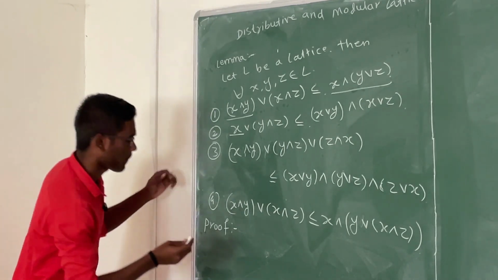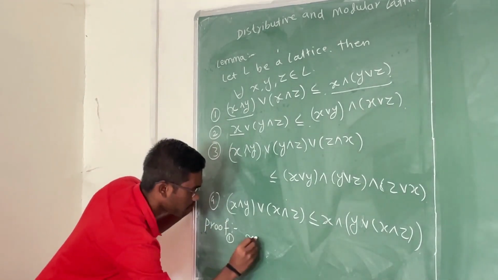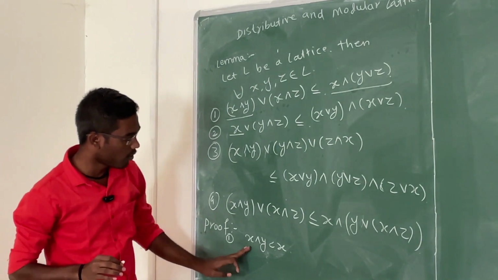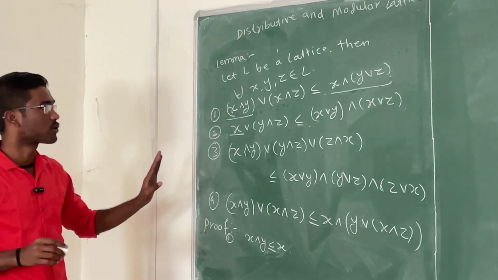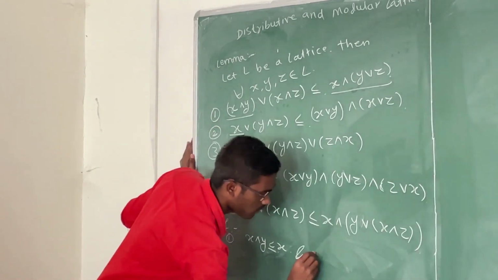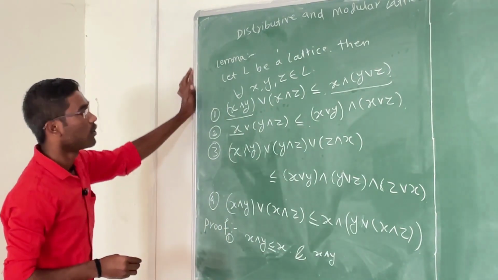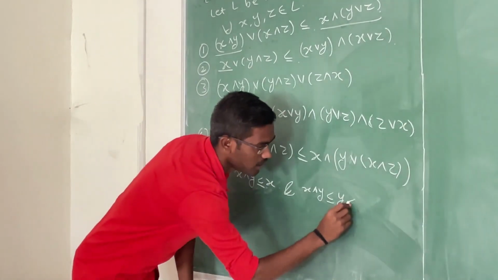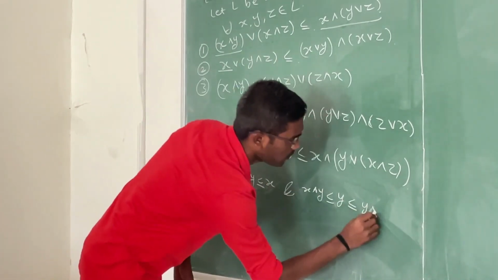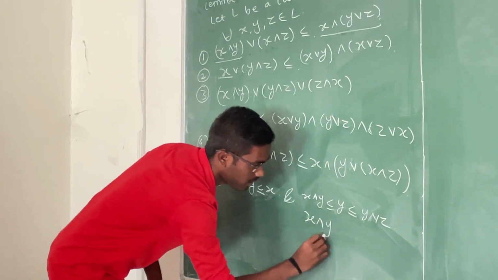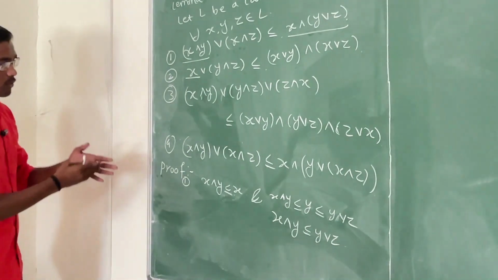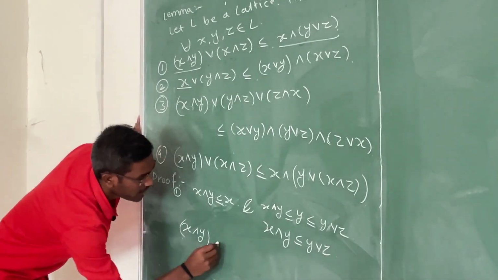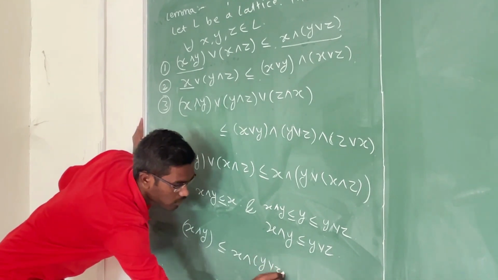Firstly, x meet y is less than or equal to x, because the infimum of these two elements is less than or equal to the elements; it is always true. And second one, x meet y is less than or equal to y, it is clear, and then y is also less than or equal to y join z. Therefore, taking meet, x meet y is less than or equal to x meet y join z. The first one is clear.